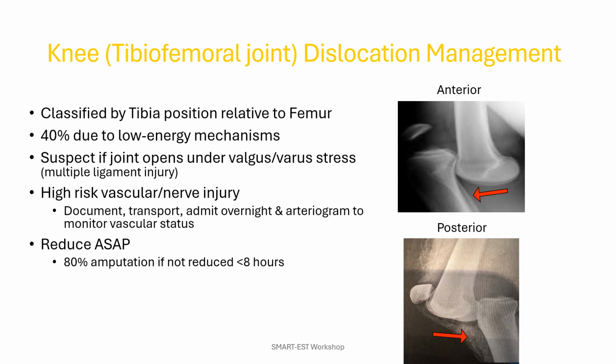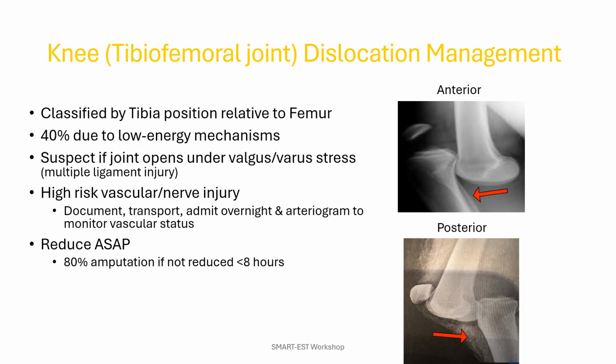A true knee dislocation occurs at the tibial-femoral joint. They can be either anterior or posterior, and they are classified by the position of the tibia in relationship to the femur. Surprisingly, roughly 40% of all knee dislocations are due to low energy mechanisms. You should be suspicious that a knee dislocation has occurred when the joint opens in both valgus and varus stress, indicating a multi-ligament injury.